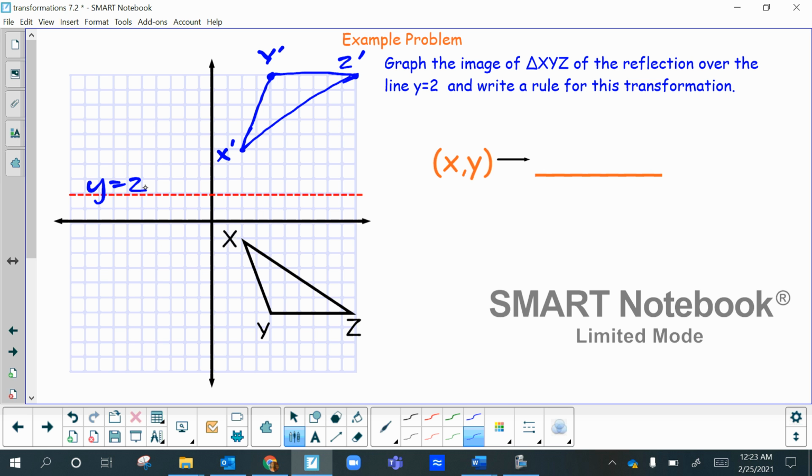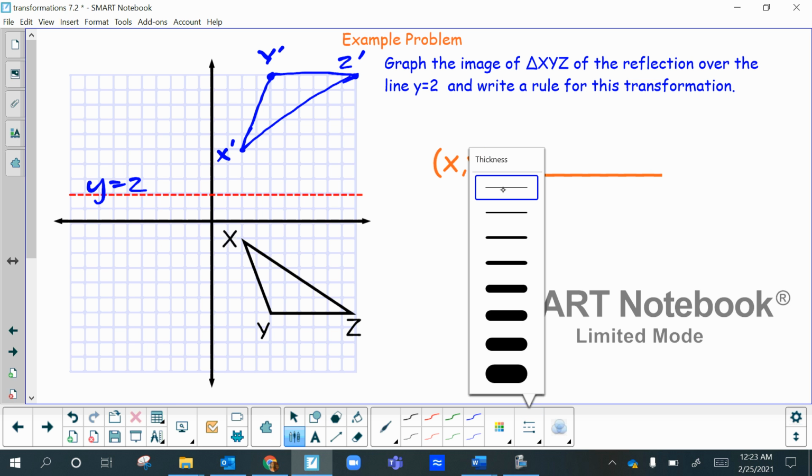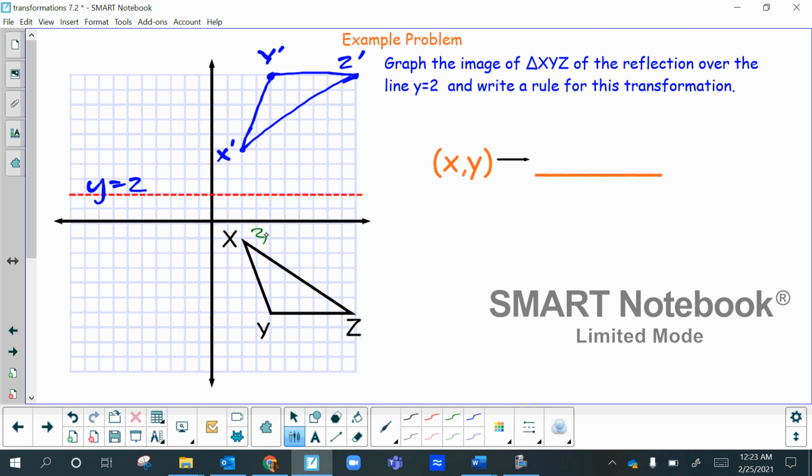So what is this rule? So let's take a look at the rule here. The coordinate of x was at 2 comma negative 1. Let's see where x prime is at. 2 comma 1, 2, 3, 4, 5. 2 comma 5. Okay, let's take a look at y, because one point is not just going to work.